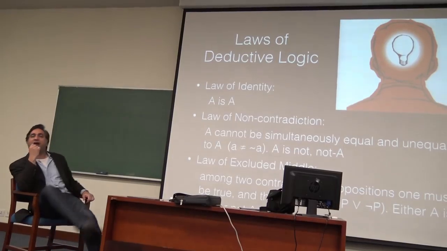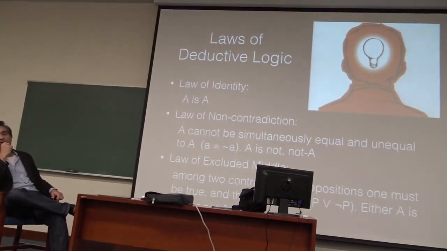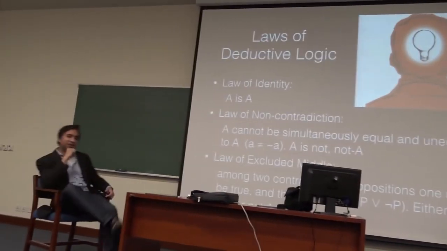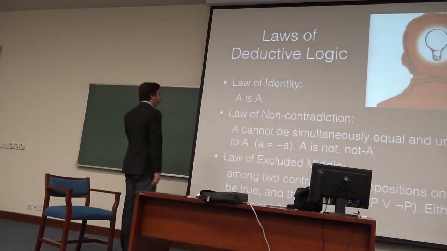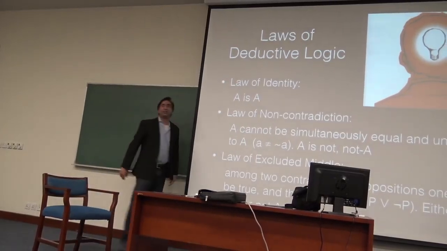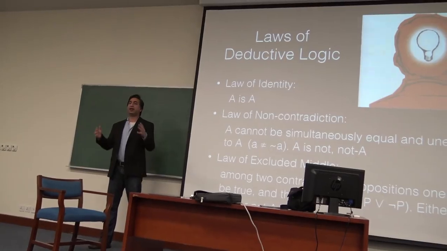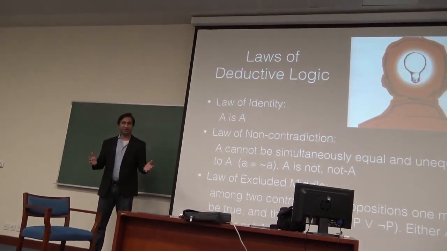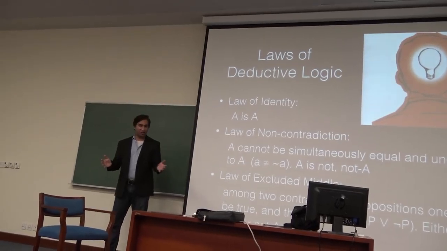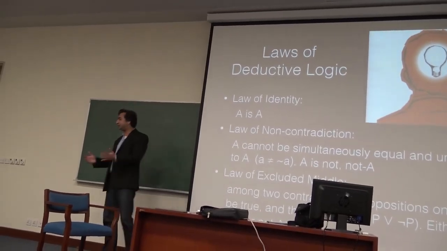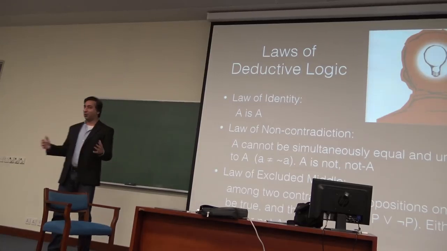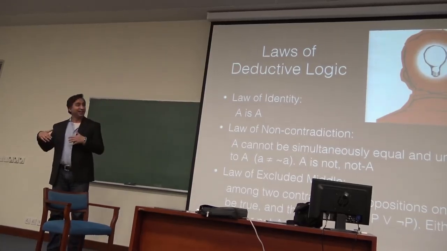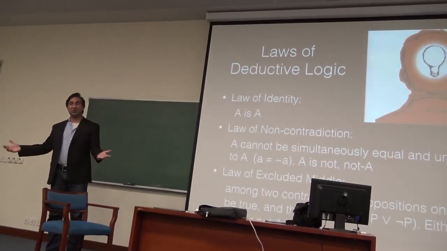So from here he derives the laws of deductive reasoning, the three laws of deductive reasoning. And I'd like you to write this down. First is the law of identity. What does the law of identity mean? It means A is A. Good grief. That sounds like a tautology. And it is, in fact. It's completely tautological. It's like saying Taimur is Taimur.